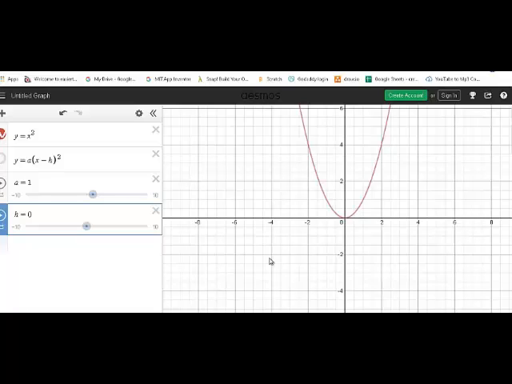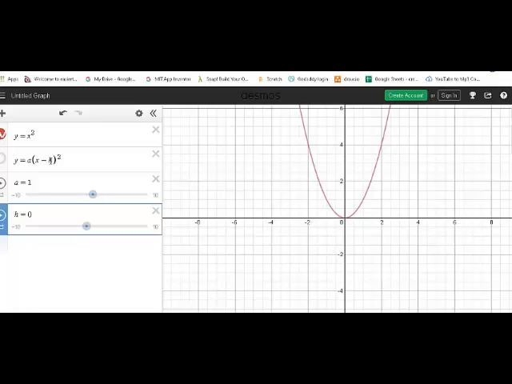In this lesson, we are going to talk about the transformation of the base function y equal x squared by introducing a new parameter h. In the previous lesson, we talked about the parameters a and k. Now we are going to talk about what will happen if this parameter changes.